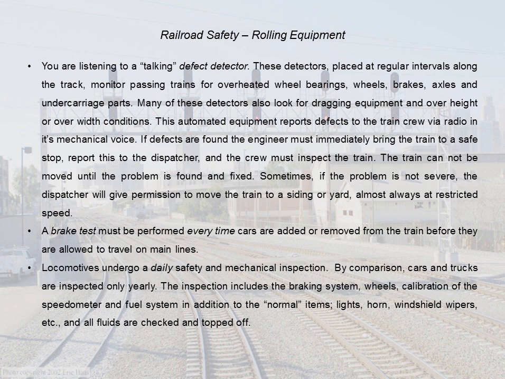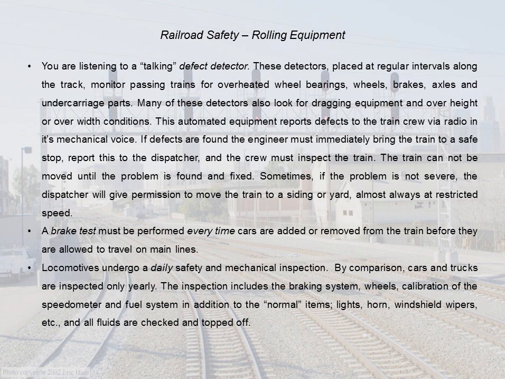If defects are found, the engineer must immediately bring the train to a safe stop, report this to the dispatcher, and the crew must inspect the train. The train cannot be moved until the problem is found and fixed. Sometimes, if the problem is not severe, the dispatcher will give permission to move the train to a siding or yard, almost always at restricted speed.